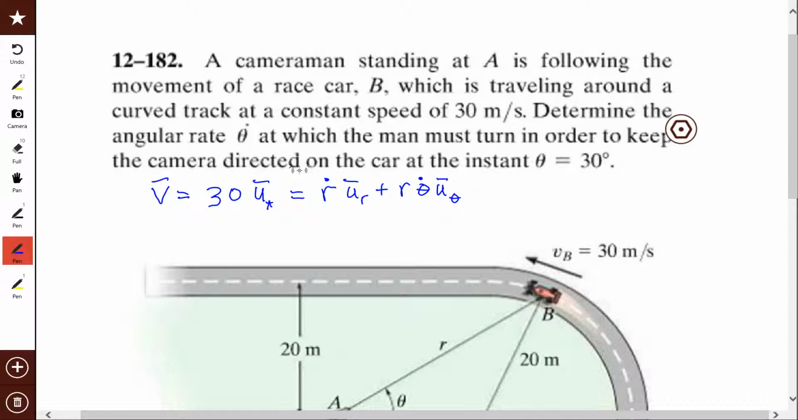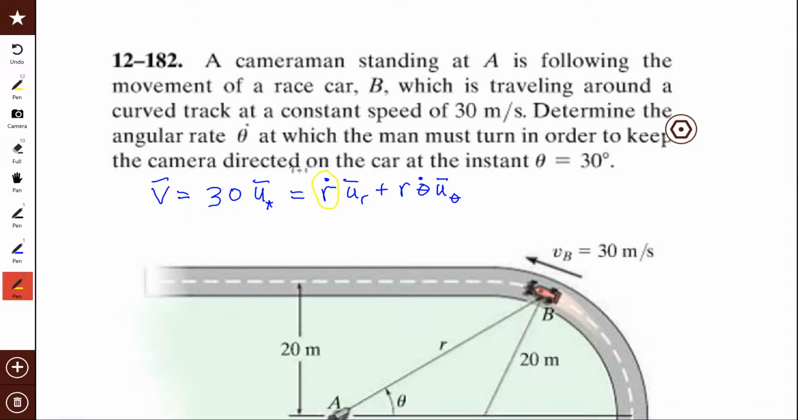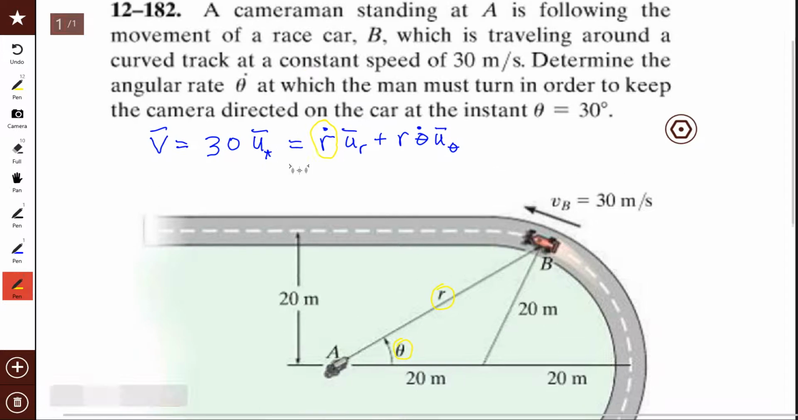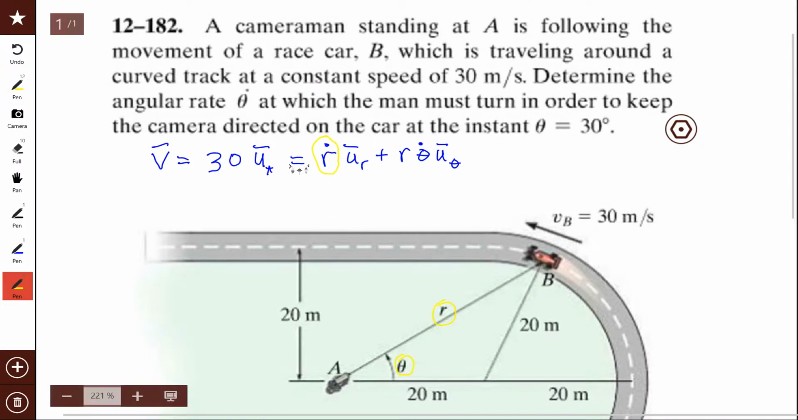And so what I'm going to do is equate this vector. So for example, here I don't know what r dot is, and some of the students were saying that they would like to write this in terms of the angle theta and then take a derivative. I don't have any problem with that. I think that might be a little difficult, so I'm going to avoid it.